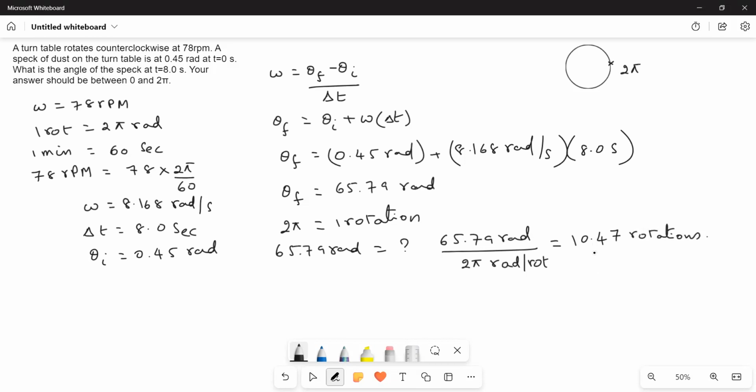He is asking us to find the answer in radians, from 0 to 2 pi. So 10 complete rotations are over. Then the remaining partial rotation we have to convert into radians. So we do 0.47 times 2 pi, which gives 2.95 radians, approximately 3 radians.